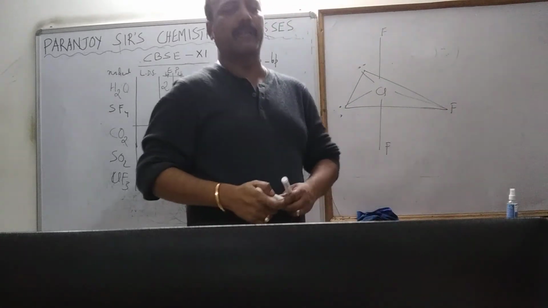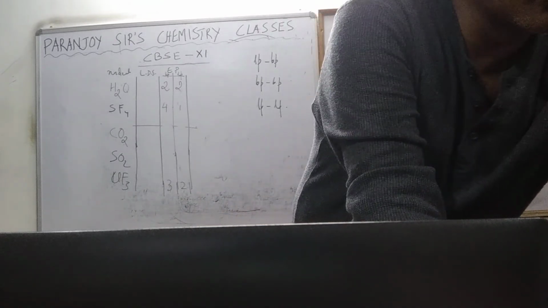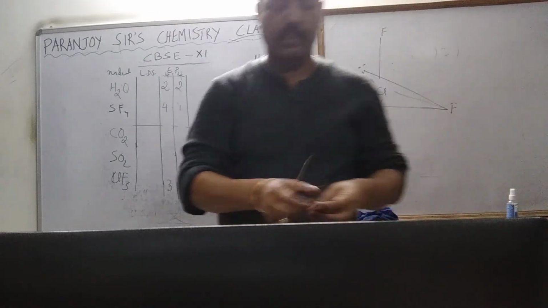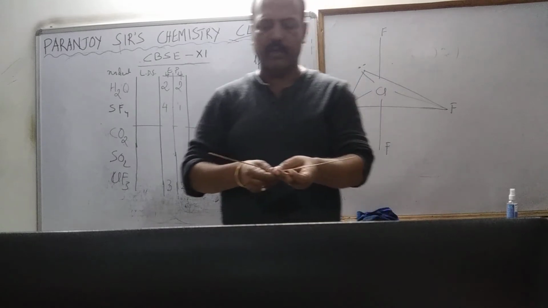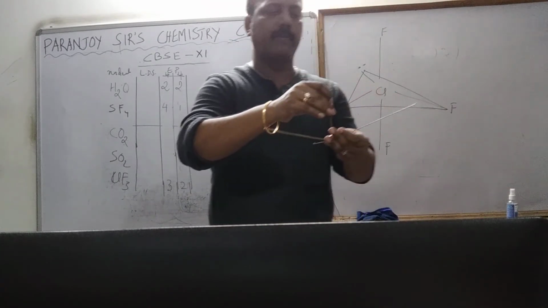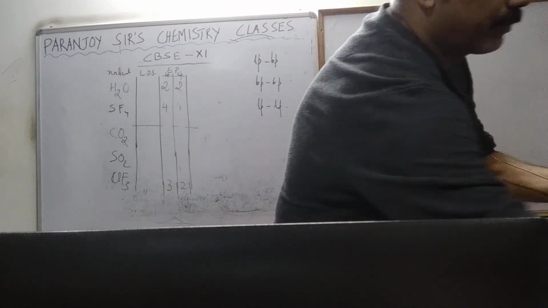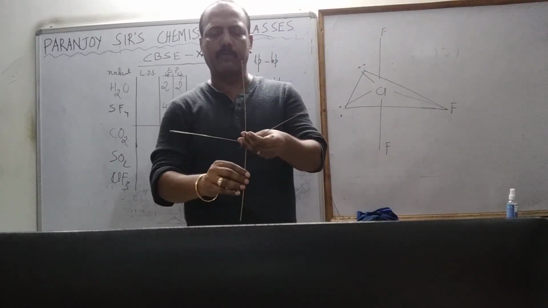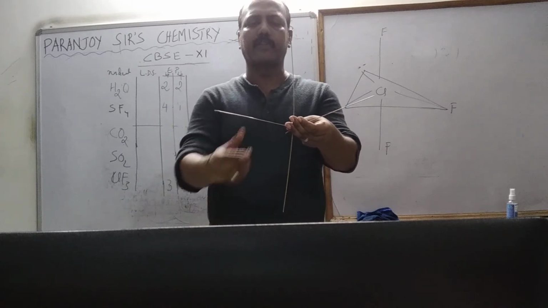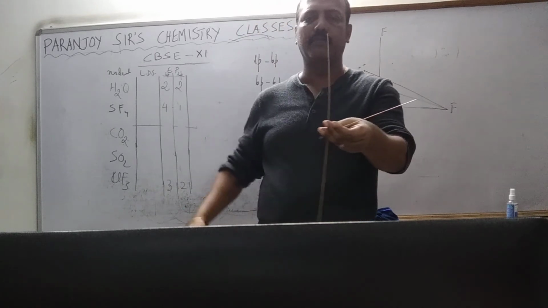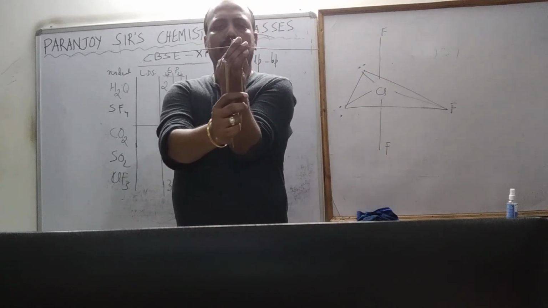So what is the shape? Let me show you again. Here this is the triangle, this is at the top and this is at the bottom. Now 2 lone pairs go to the equatorial positions. This went, this went, both went. What is the shape of this?